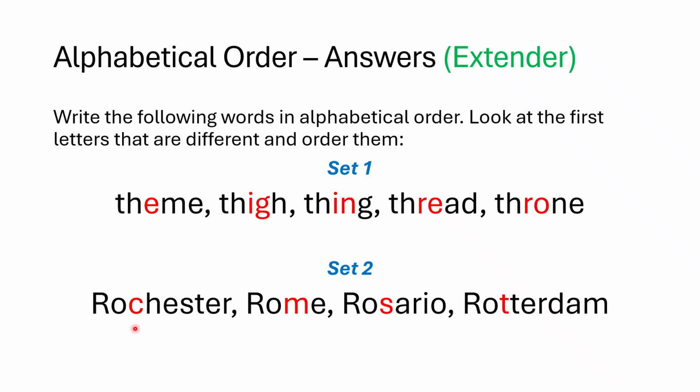The third letter in Rochester is C. The third letter in Rome is M. The third letter in Rosario is S. The third letter in Rotterdam is T. C, M, S, T.